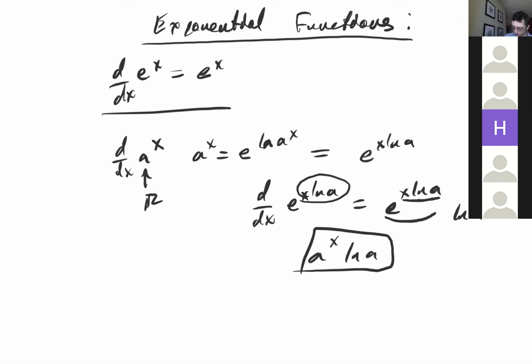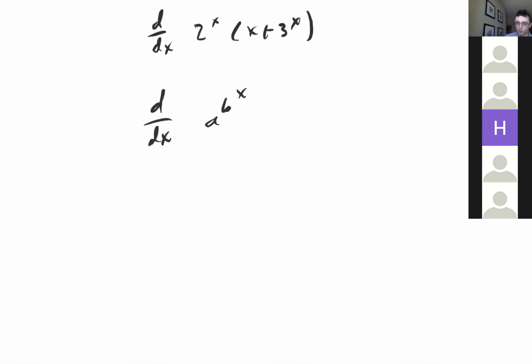Okay, so let's do a couple of examples. Let's try and find the derivative d/dx of 2 to the x times x plus 3 to the x, and also d/dx of a to the b to the x. So the first problem, you're going to be able to just apply the formula that we used earlier. But the second question, you'll have to understand how we derived the formula in order to solve it. And remember, if you look in the notes that I sent, you'll see a hint if you're confused.